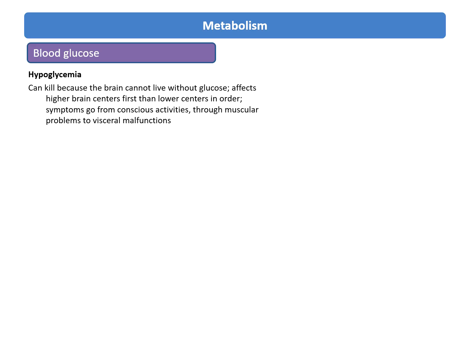Hypoglycemia is potentially very serious. It can kill because the brain cannot live without glucose. It affects higher brain centers first and then lower brain centers. The symptoms might go roughly like this. The cerebrum would be affected first, leading to shakiness and sweating.